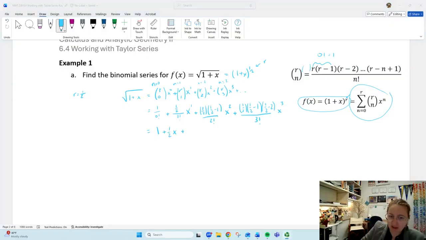Now I'm going to focus on just simplifying this down. On this n equals 2, I have a 1/2 times a negative 1/2, which is going to be negative 1/4. I have a 2 factorial on the bottom, so if I multiply by 1/2 to cancel that out, I will get a negative 1/8 right here in front of my x squared.